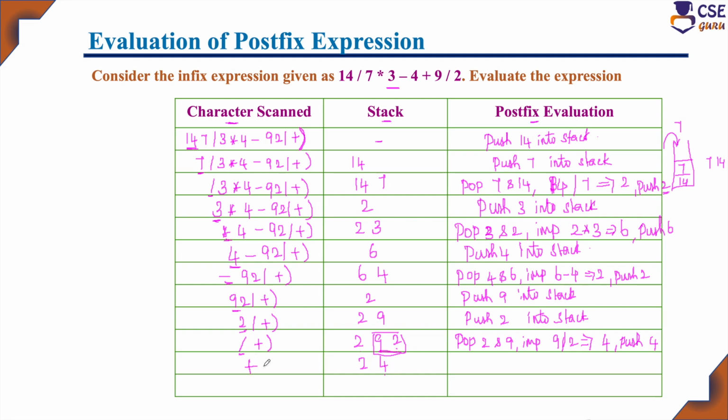And then plus, closed parenthesis. And next comes the operator. Pop the top 2 elements. What are the top 2 elements? First is 4 and next is 2. So 4 and 2 you have to pop. And what is the operation you have to implement? It is an addition operator. So 2 plus 4 you have to implement. You will get 6. And 6 again you have to push onto the stack. What is the result you are getting? 6. 6 you have to push onto the stack.